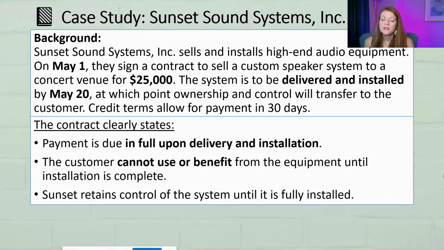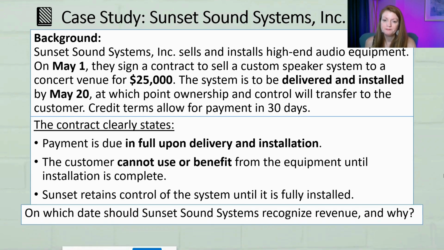And Sunset retains control of the system until it's fully installed. And whenever it says payment is due in full upon delivery and installation, it does tell us they have 30 days, but it's going to be 30 days from when they deliver and install it. So those are important things that we know. So they made the contract on May 1st, they're delivering it May 20th, and then they have up to 30 days to pay for it.